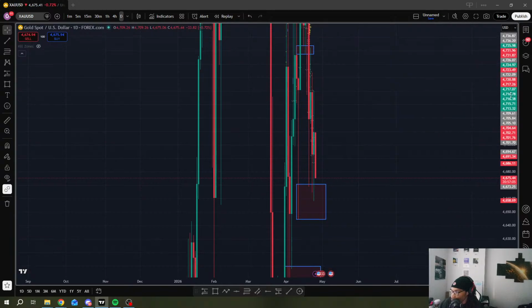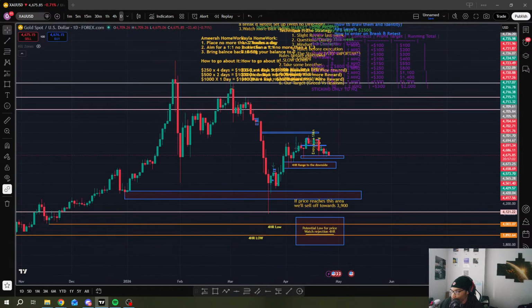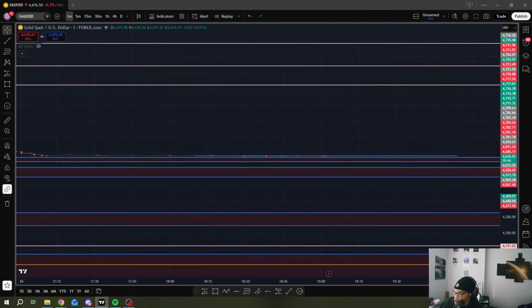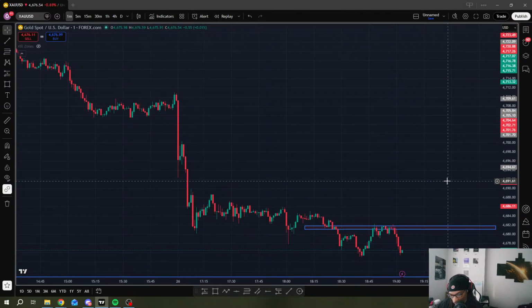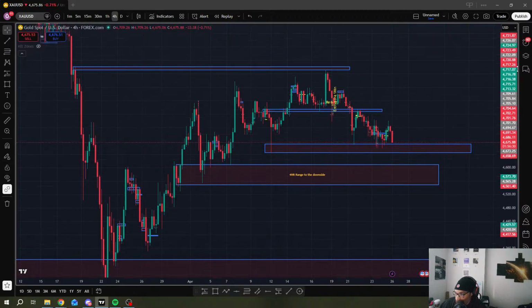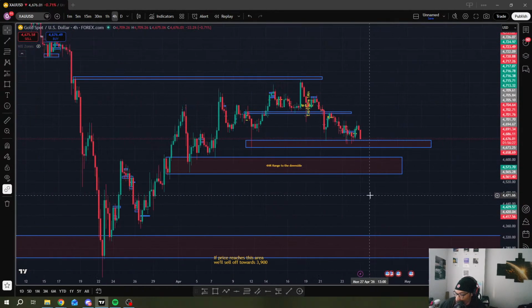So on the daily, as we can see, we have a lot of data here on the daily. We are currently reaching this area in which I want to see something, because we are currently approaching an area of interest. And so we had a lot of data considering the 4 hour chart over the last couple of days.